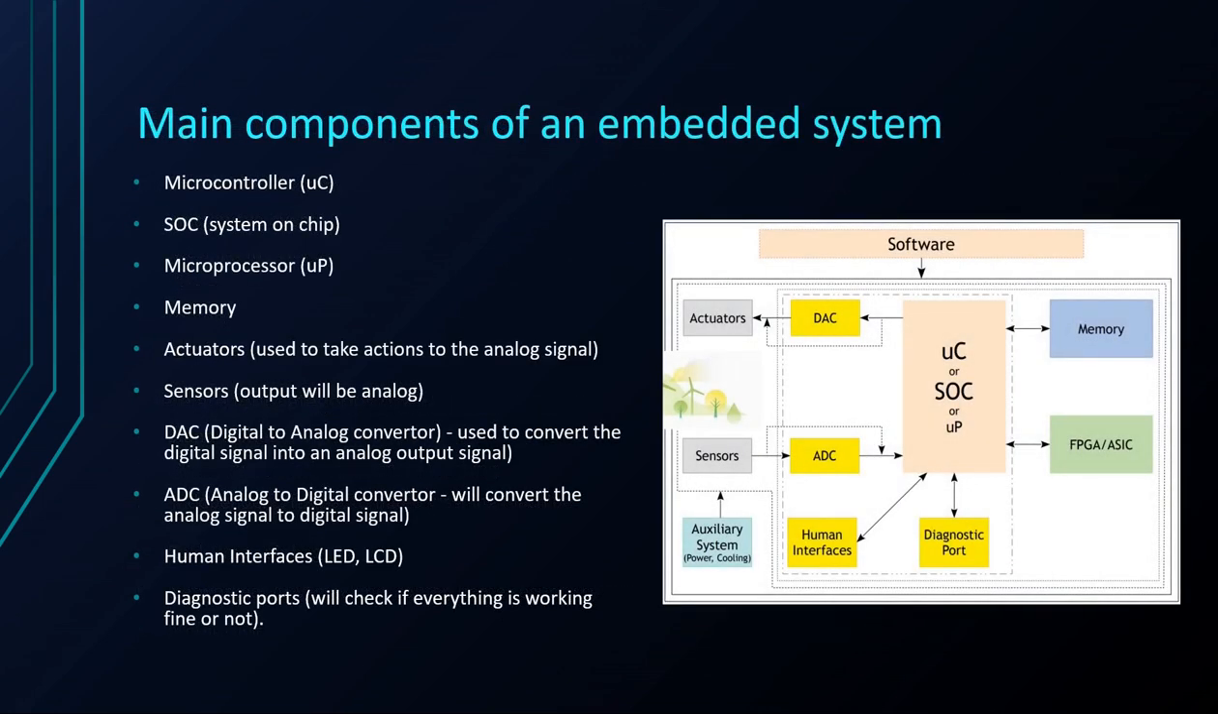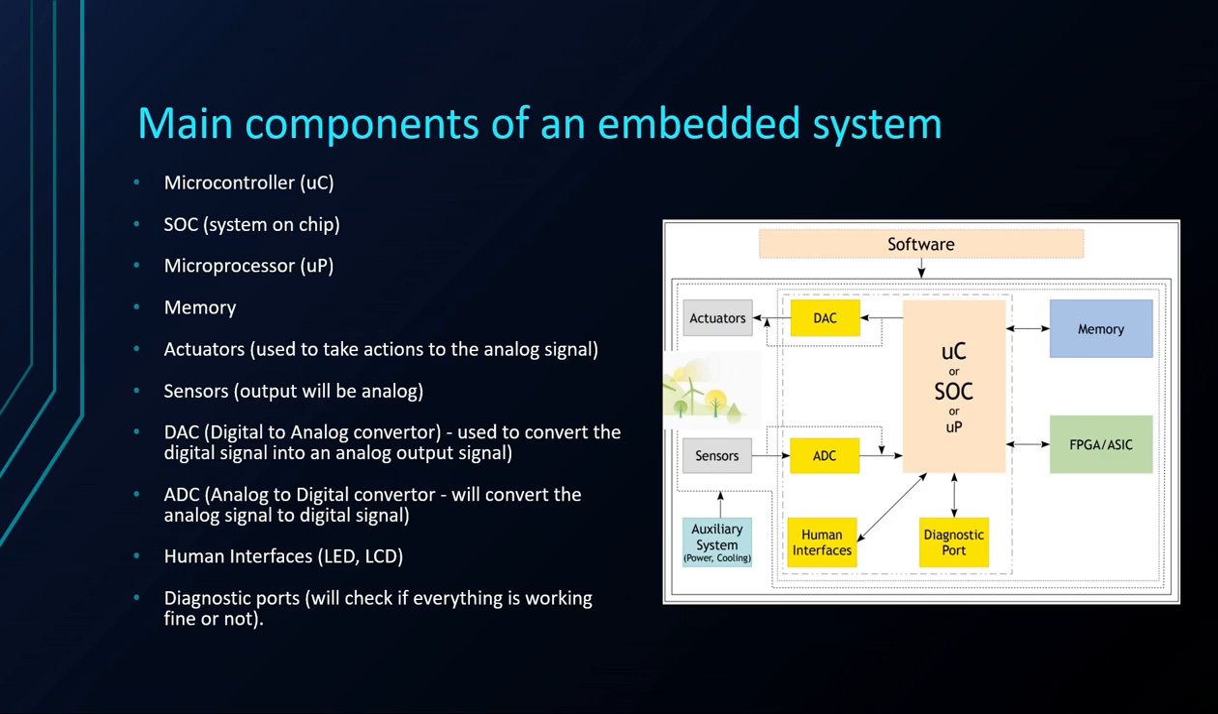An embedded system has the following main components. It has the microcontroller, a system on chip, or can also have a microprocessor. It has a memory, actuators, and these are used to take actions on the analog signal, and sensors, in this case the output will be analog. It also has a digital to analog converter, and this is used to convert the digital signal into an analog output signal. An analog to digital converter is used to convert an analog signal to a digital signal. It also has human interfaces. As examples, we have LEDs, LCDs, and diagnostic ports that will check if everything is working fine or not.